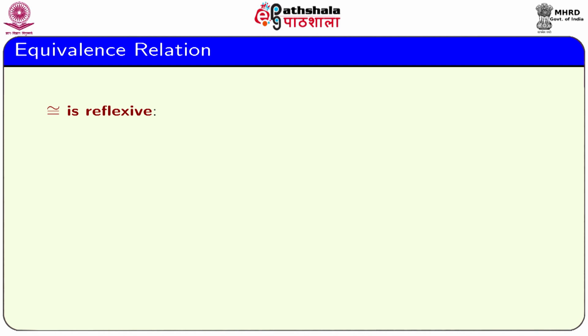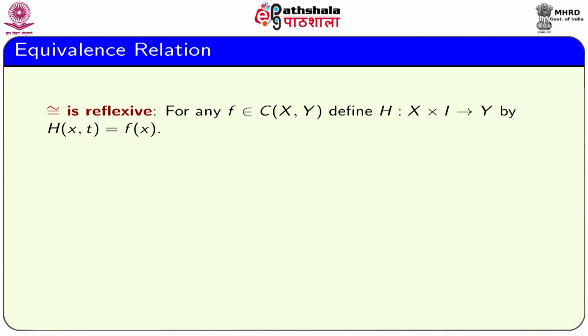So, how do we prove that it is reflexive? We take any function from C(X,Y). So, f is a continuous function from X to Y. We define the map capital H from X cross I to Y by H(x,t) is equal to f(x) for all x belonging to capital X and for all t belonging to I. Then f is homotopic to f by the function capital H.